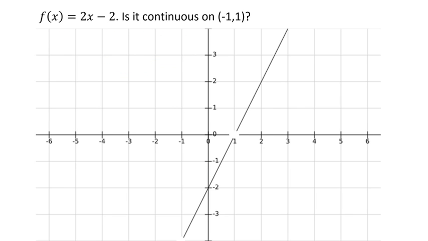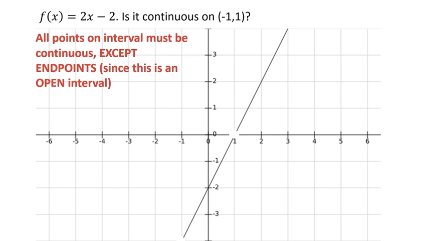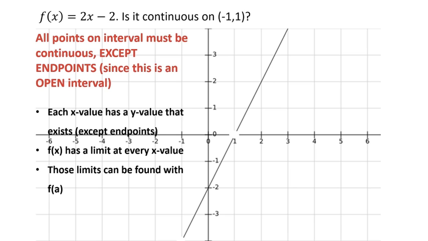It's exactly the same, except the endpoints don't have to be continuous. As we can see in this graph, I'm actually missing a y value at x equals 1 and at x equals negative 1. So those points aren't continuous. But because it's an open interval, the endpoints don't need to be continuous. As long as everything in between is, then the function is still continuous on that interval. So this one still checks out.